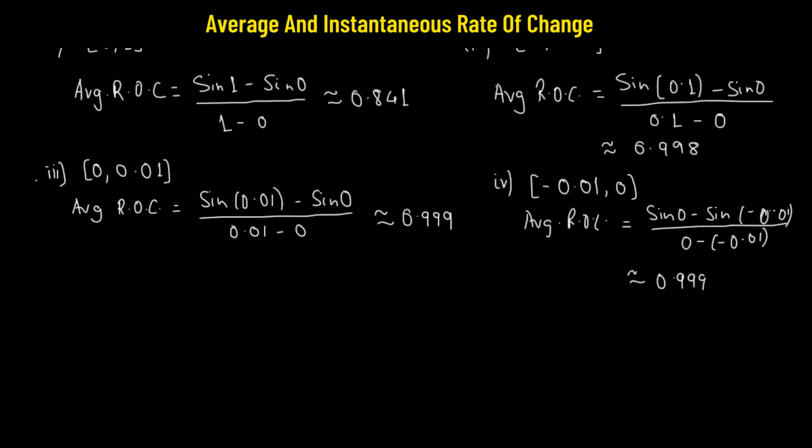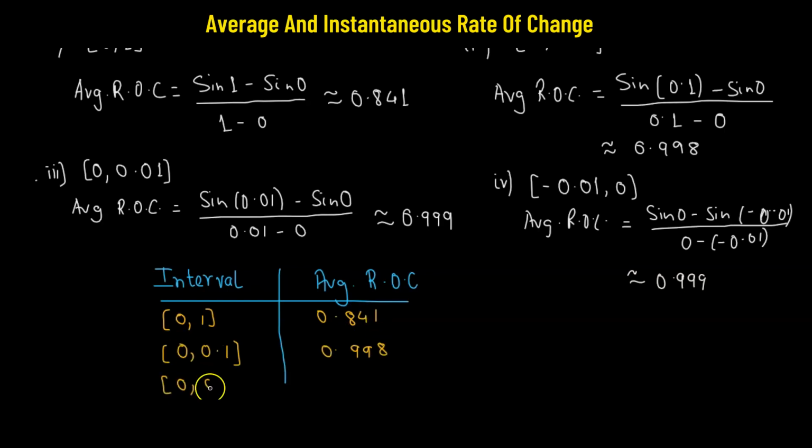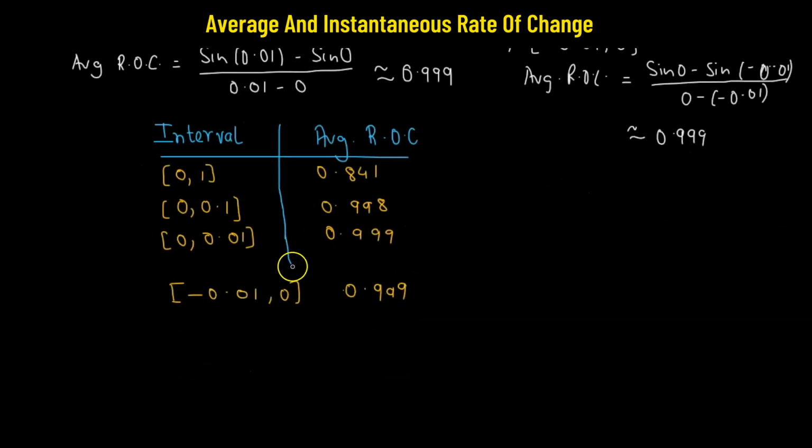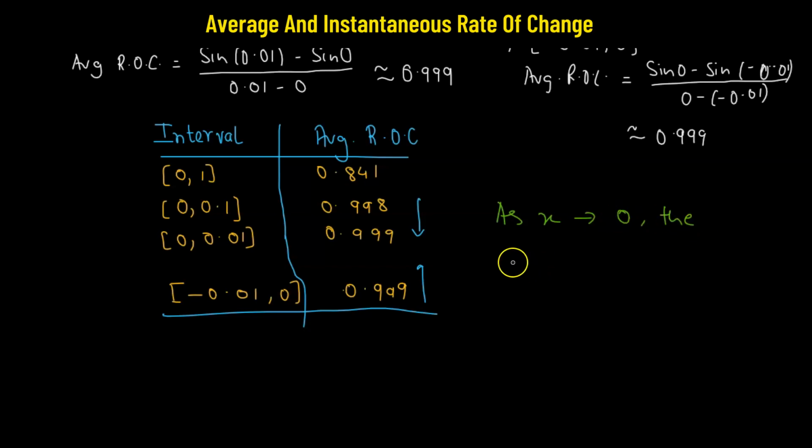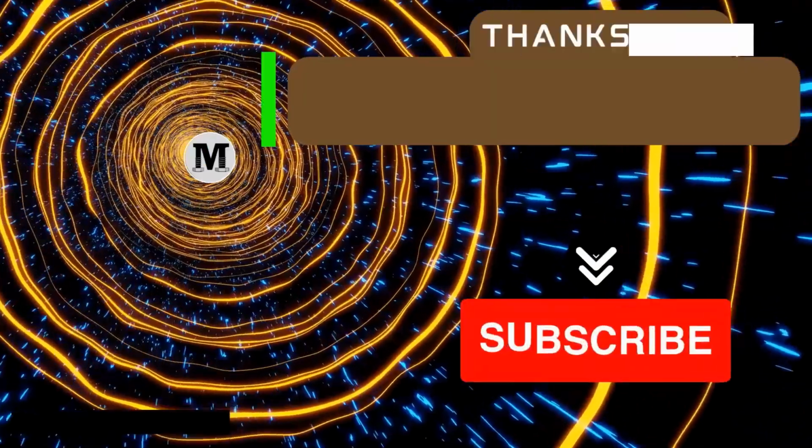So we can see our trend here. The trend is, as x approaches the value 0, the instantaneous value is going to be 1. So we'll say, as x approaches 0, the instantaneous rate of change will be 1.